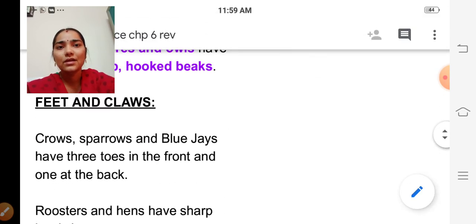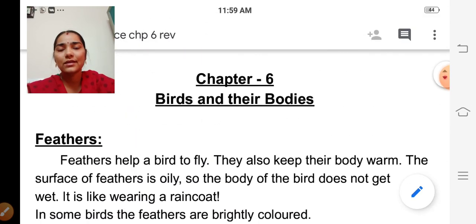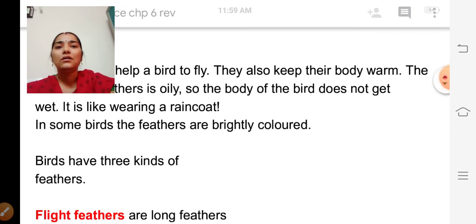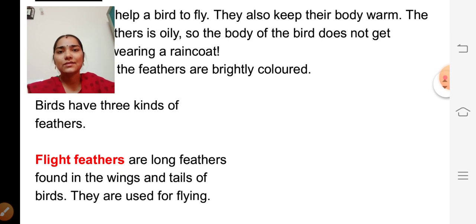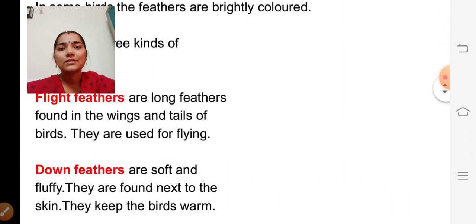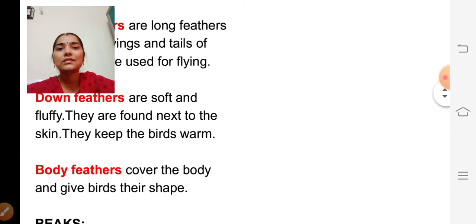So first we have seen about feathers. There are three types of feathers. One is flight feathers. So using these feathers, birds are flying. Next one is down feathers. So these feathers keep the birds warm. The next one is body feathers. So these feathers give the birds their shape. Okay, these are the three types of feathers birds are having.